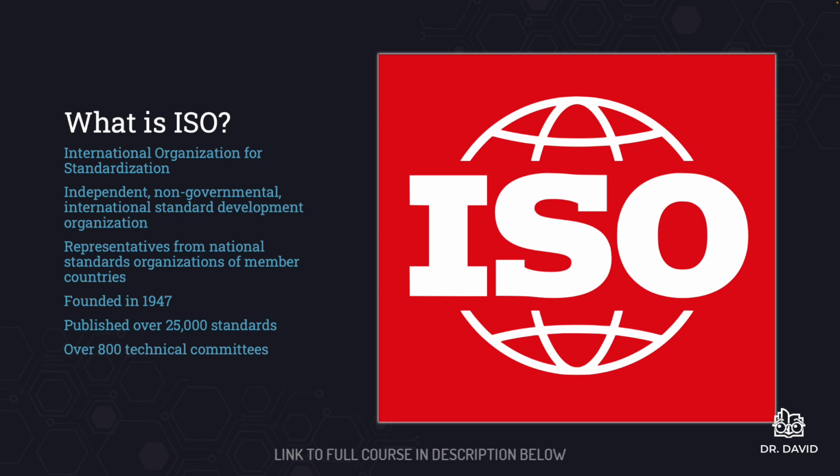ISO is an independent, non-governmental, international standard development organization. It consists of representatives from national standards organizations of member countries. ISO was founded in 1947. It has published over 25,000 standards and has over 800 technical committees.